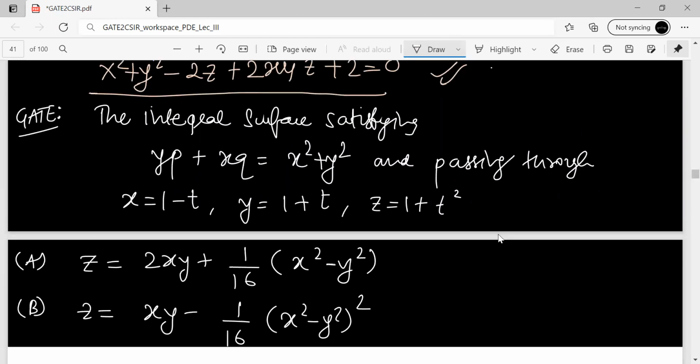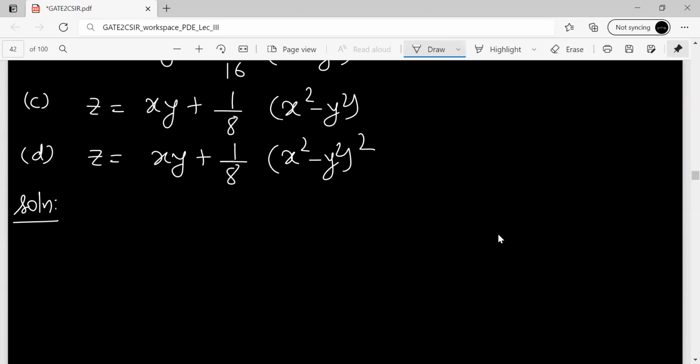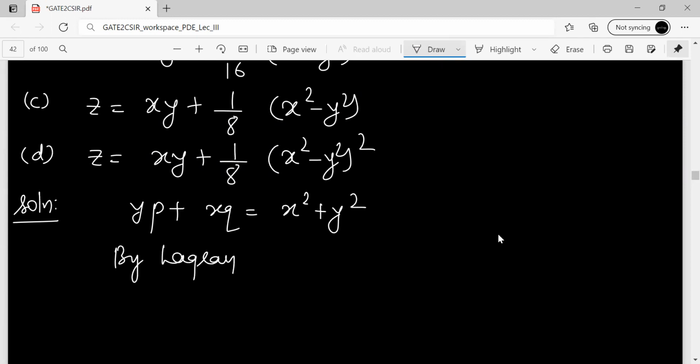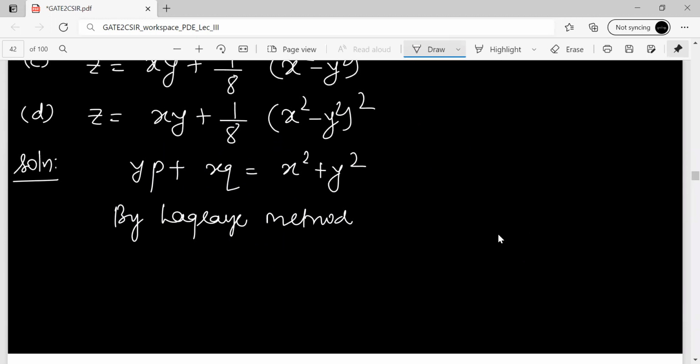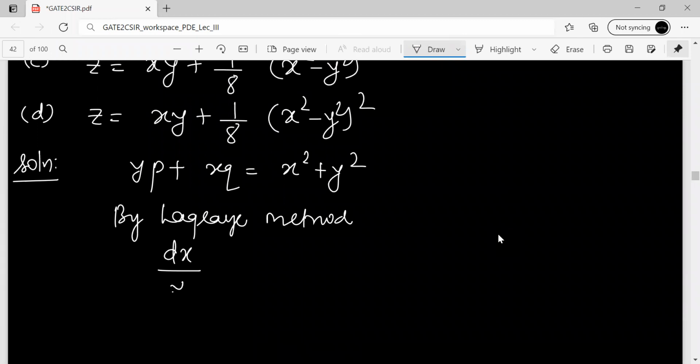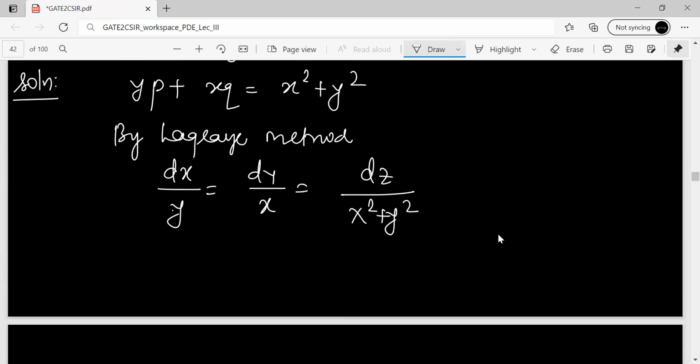So let's solve. yp plus xq equals x square plus y square. So you can apply your Lagrange method. By Lagrange method, you will get dx over y equal to dy over x equal to dz over x square plus y square. Now, from here, things are quite clear.